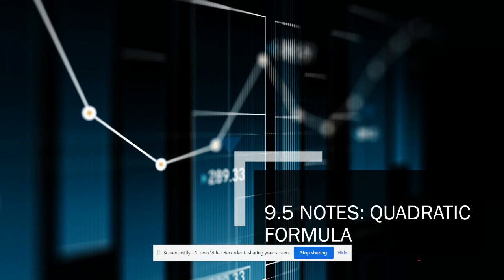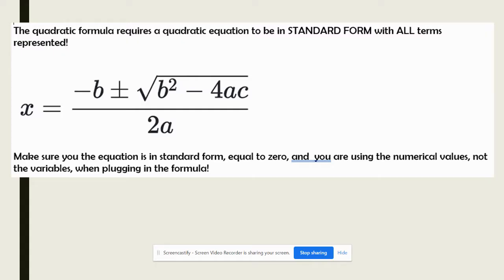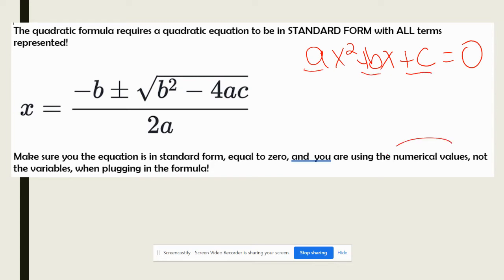Welcome back. We are going to finish up our solving quadratics by using quadratic formula. A reminder that the quadratic formula requires your quadratic equation to be in standard form with all terms represented. Remember, standard form is ax squared plus bx plus c equals 0. We're using a, b, and c, the numerical values, not the variables. Okay, we don't use the x's, we only use the numbers when we're plugging it into the formula.